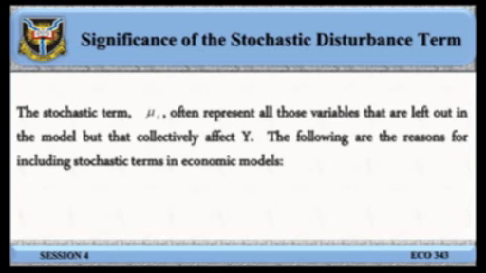Significance of the stochastic disturbance term. The stochastic disturbance term, ui, often represents all those variables that are left out of the model but that collectively affect Y. The following are the reasons for including stochastic terms in economic models. 1.